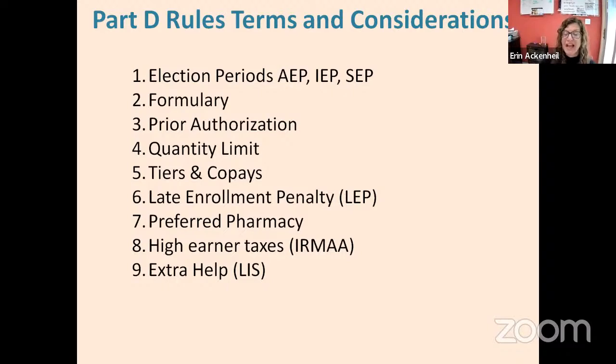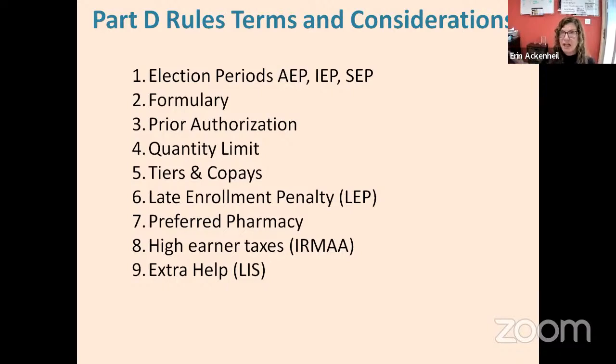They'll have to wait till the annual election period, or AEP. And so that can present a problem if they need a medication right away. And the second thing that can affect them is that for every month they didn't have Part D and they were supposed to, there's going to be a 1% penalty based on the national average premium for Part D. So for instance, if they weren't on Medicare Part D for 5 years or 60 months, that would be a 60% lifetime penalty associated with Part D.